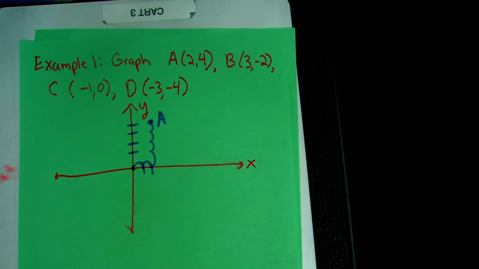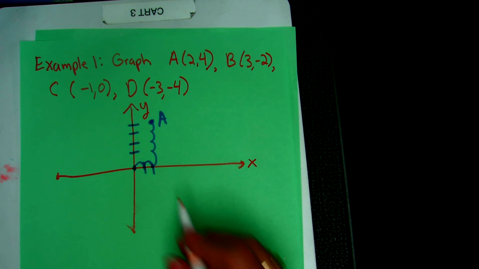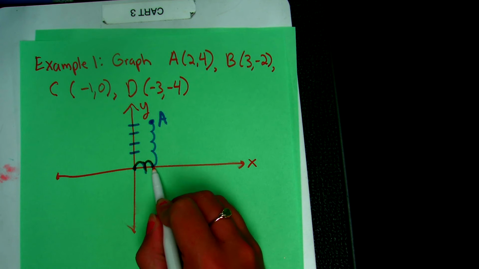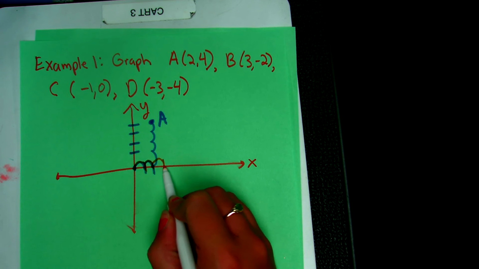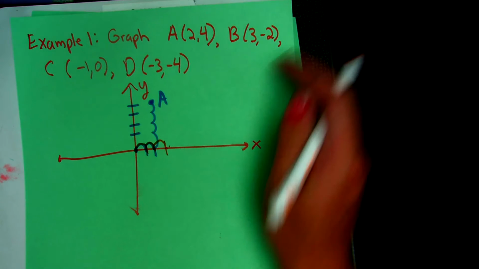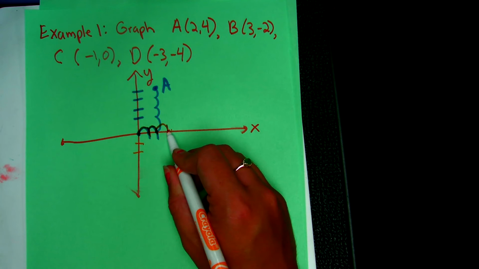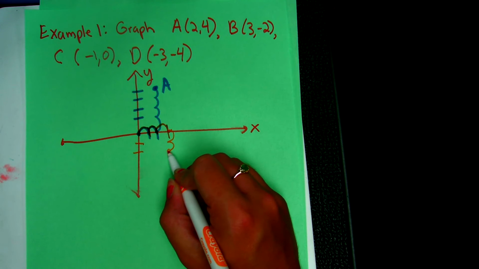All right. Now we're going to locate the other points. So let's start with plotting B. B was (3, -2), a +3, which means we're going to move 3 to the right. So 1, 2, 3. Now -2, which means we need to move along the y-axis, but negative. So if positive was up, that means negative is down. So we're going to go 1, 2, and now we have point B.